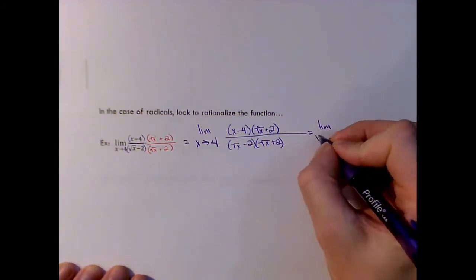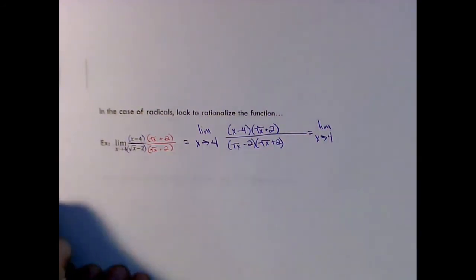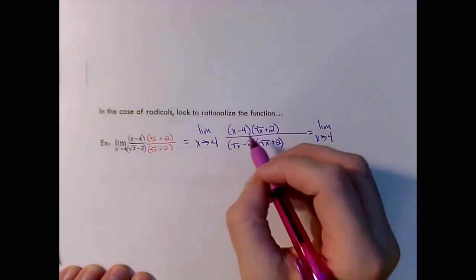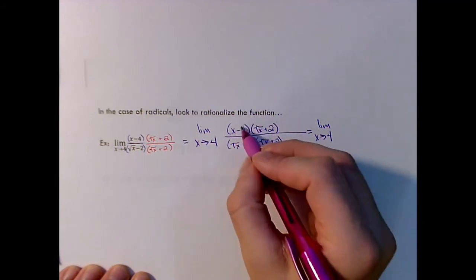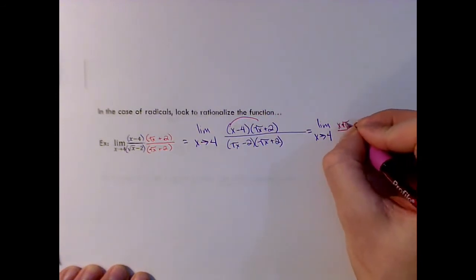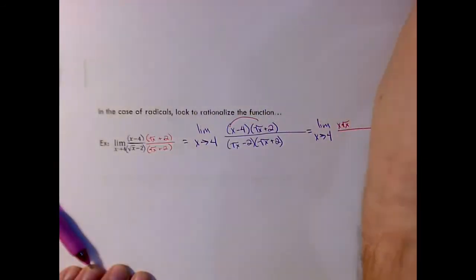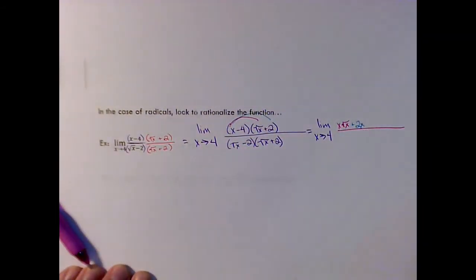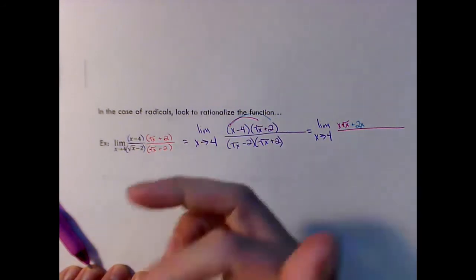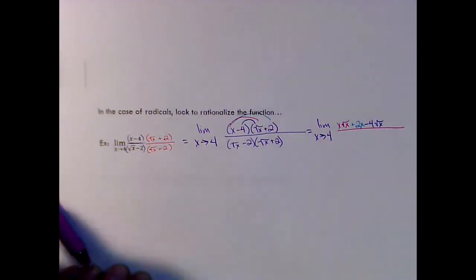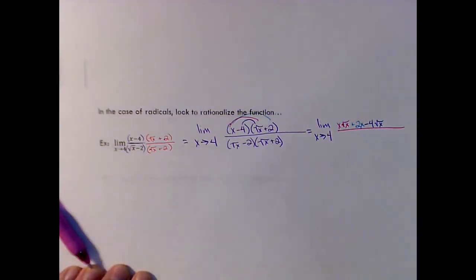What do I do now? Well, I have all these markers. I'm going to utilize them. I'm going to FOIL. A binomial times a binomial means I do the first part, the outer part, the inner part, and the last part. So x times root x is x root x. X times 2, 2x. Minus 4 times root x, minus 4 root x. Negative 4 times 2, minus 8.